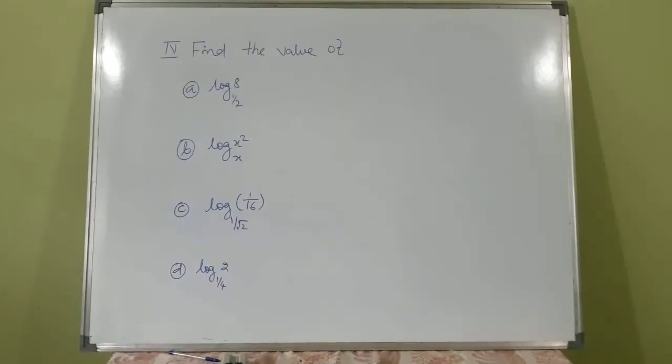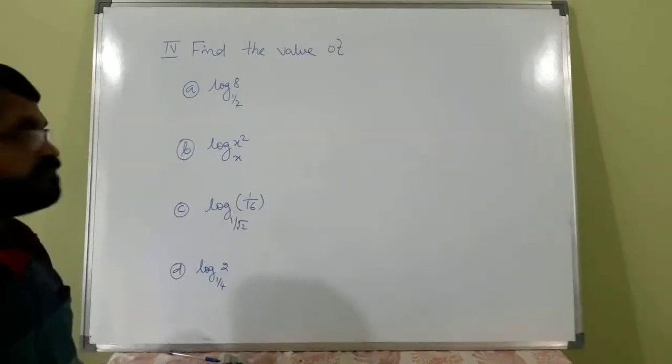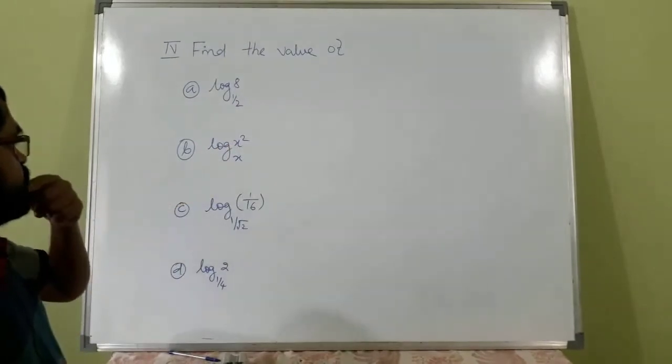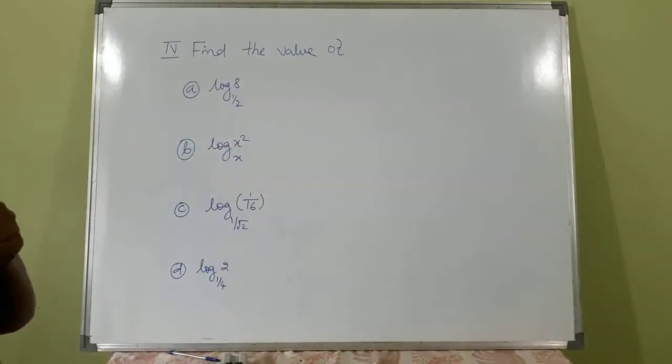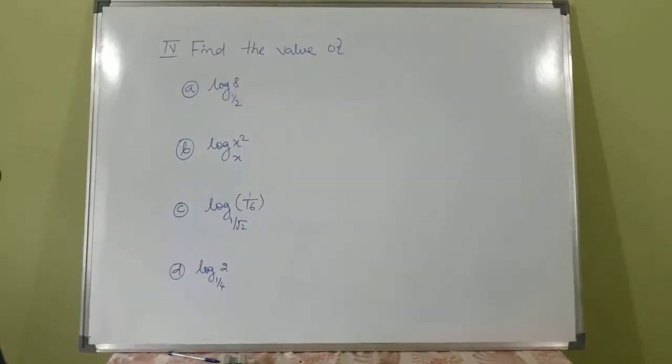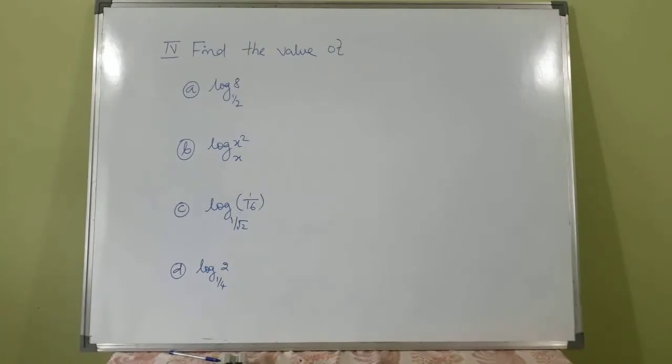Fourth set of questions: find the value of log 8 to the base half, log x square to the base x, log 1 by 16 to the base 1 by root 2, log 2 to the base 1 by 4.